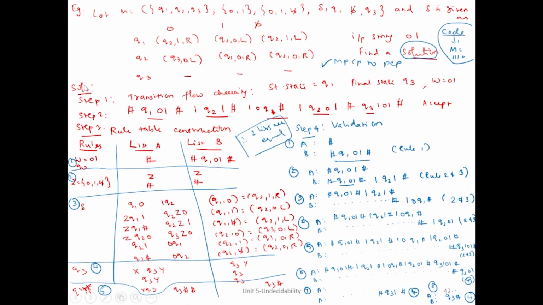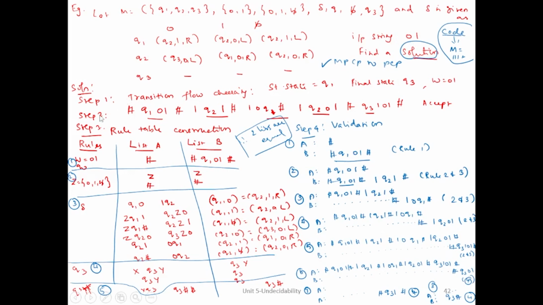So how do we find a solution for this problem? In step 1, we write the transition flow checking. For that we take the starting state, which is given as the 5th parameter. So you write the given values: the starting state is Q1, the final state is Q3, and the input string W is 0, 1. These are all written as the first step.